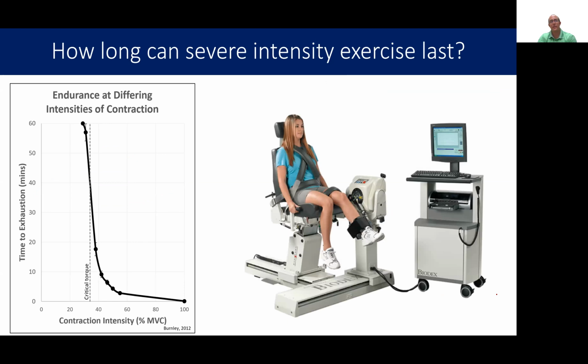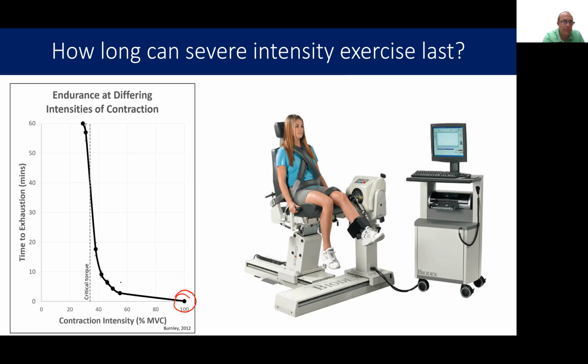Now, one more example of how long severe intensity exercise can be sustained. In this study by Burnley in 2012, they had individuals do different percentages of their maximum knee extension. So here they're doing a knee extension exercise, and they had them just kick as many times as they could at different percentages, right? So they're doing 100% of their 1 rep max, or 80%, 40%, 60%. And what you can see is, by definition, 100% of their maximum voluntary contraction, or 1 rep max, they can only do once and can't sustain for very long.